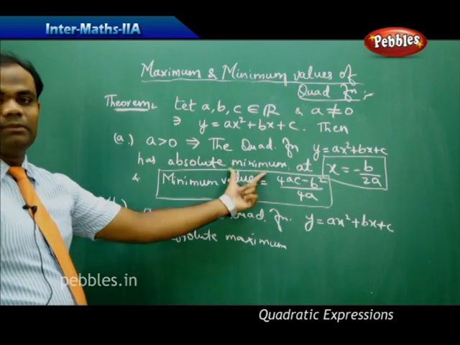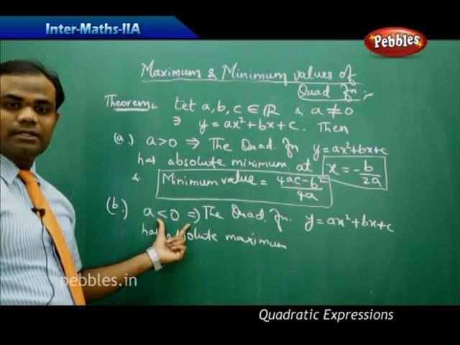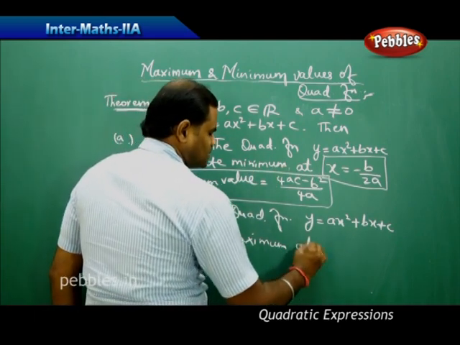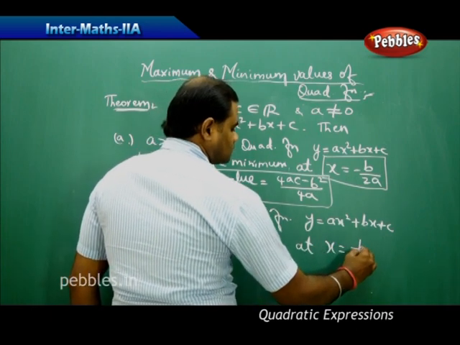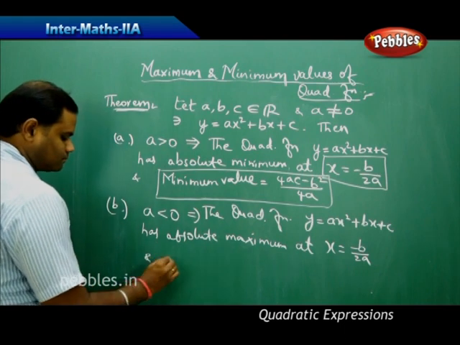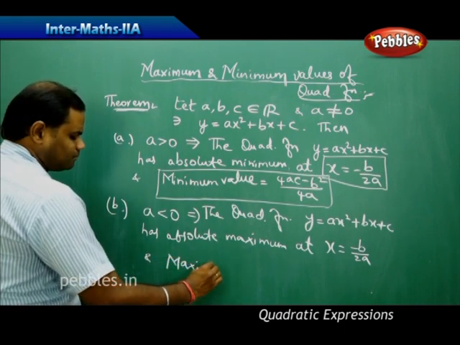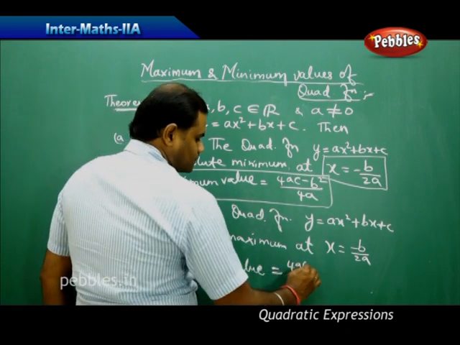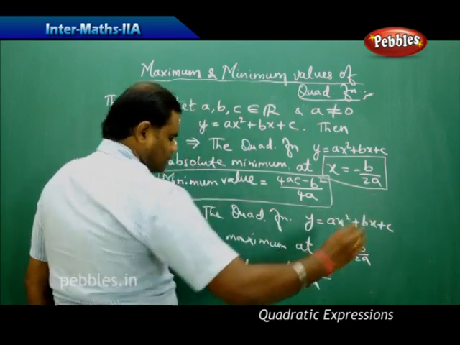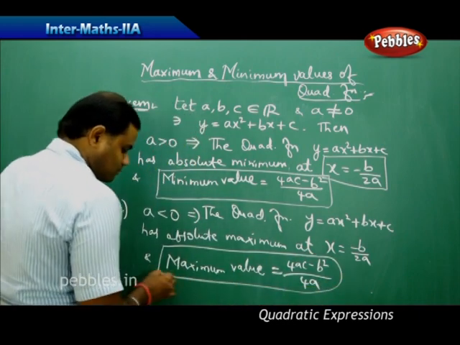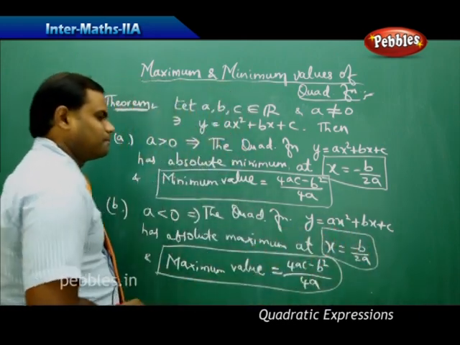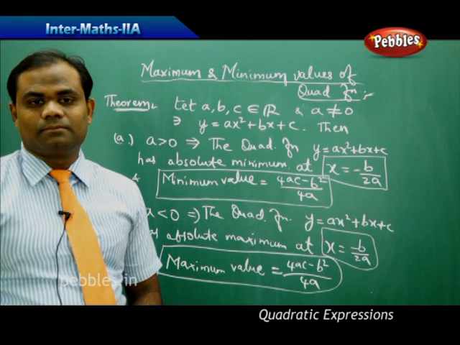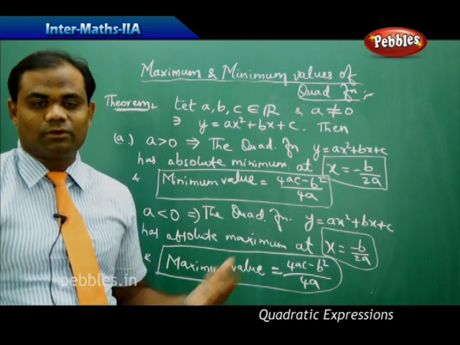Here it is an absolute minimum, and here it is an absolute maximum: for a less than 0 an absolute maximum, and for a greater than 0 an absolute minimum. It has absolute maximum at x equals minus b by 2a, and the maximum value is 4ac minus b squared by 4a. This is the same case as we obtain for the minimum condition, which is what we are going to prove in the statement of the theorem. So let's start with the continued part of the proof of the above theorem.